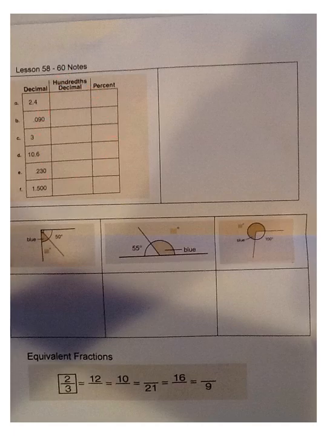This table shows decimal numbers. First, we are going to rewrite them as hundredths, so we may write them as percents. So I'm going to go ahead and go through this. We have 2 and 4 tenths. That becomes 2 and 40 hundredths. We have 90 thousandths. That would become 9 hundredths.